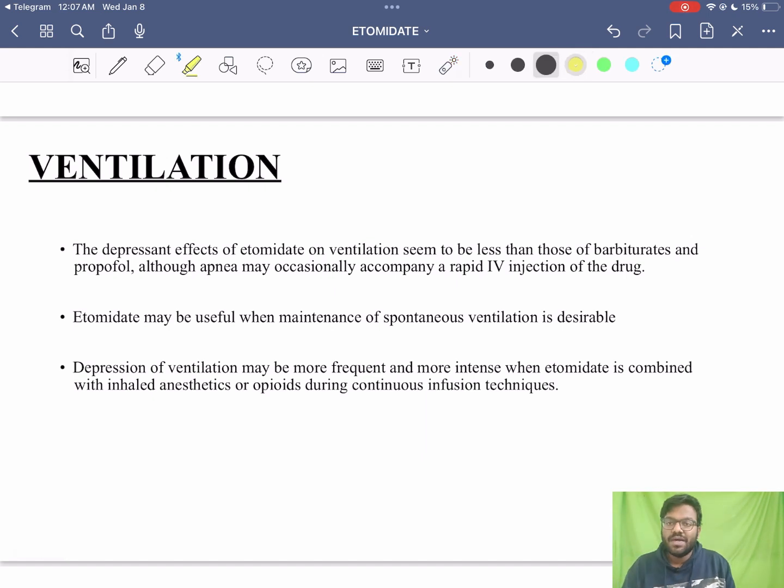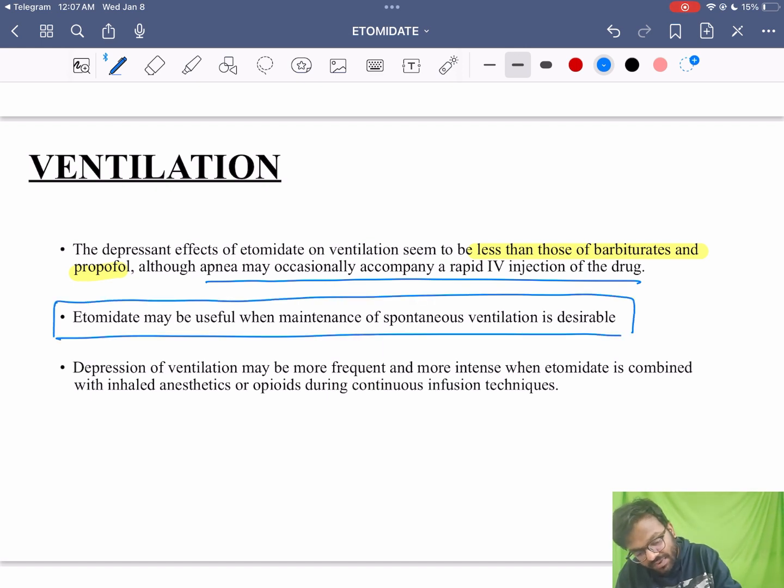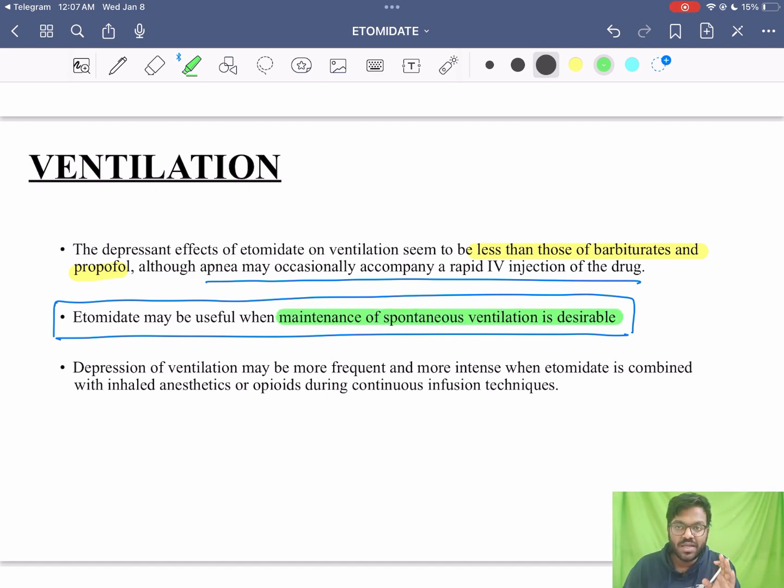Okay, talking about ventilation, there is a depression of ventilation, but it is less than that of barbiturates and propofol. Apnea may occasionally accompany rapid IV injection of the drug. The ventilatory depressant effect is less than propofol and thiopentone. You can use etomidate when you desire spontaneous ventilation. This is also a very important line. When you desire spontaneous ventilation, you can use etomidate very safely.